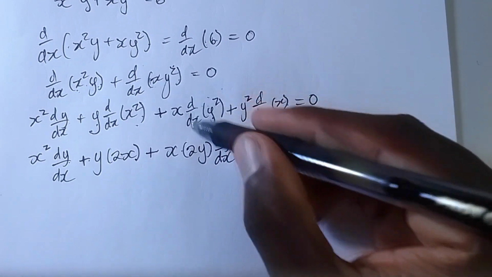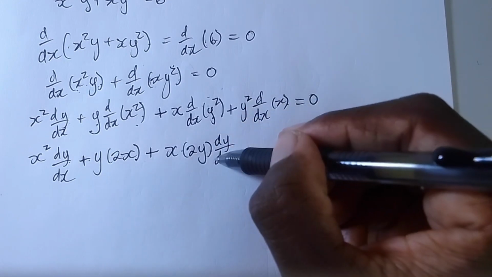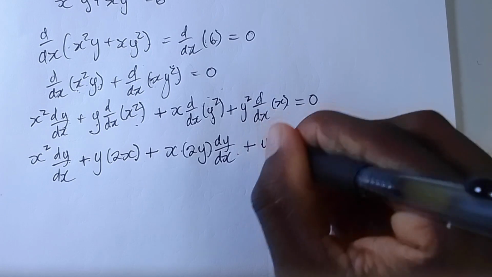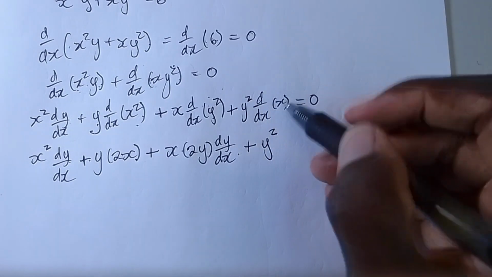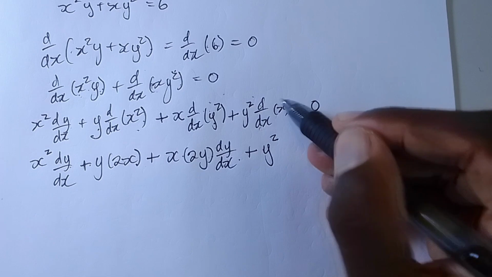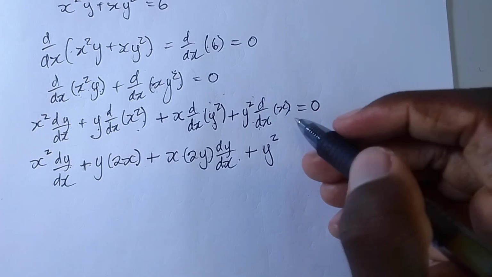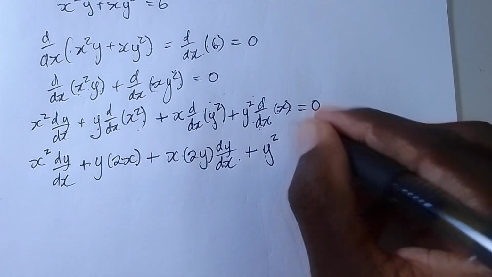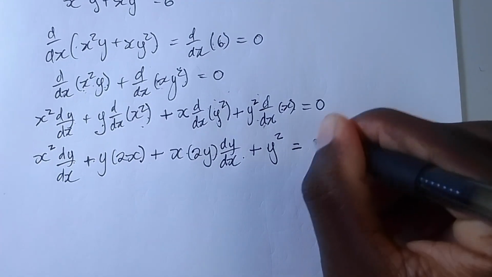We are done with this one. This is the derivative of this, and then we go to the next one, which is y squared plus this is just dx on dx, which is 1, and the derivative of x is 1 anyway, and we equate that to 0.